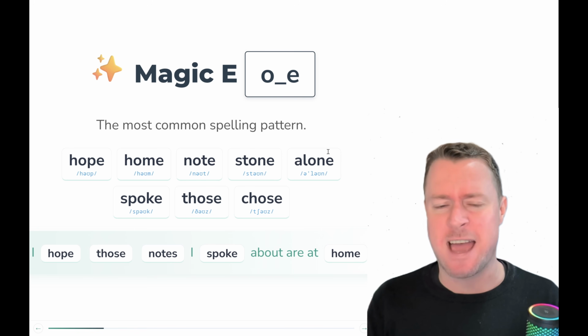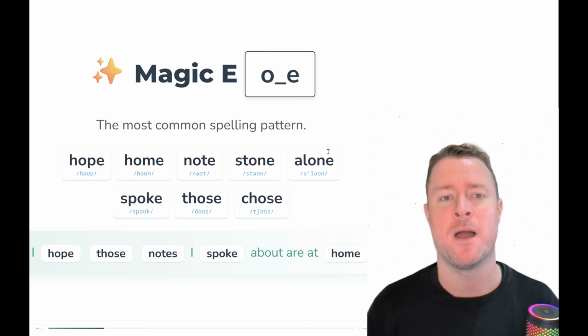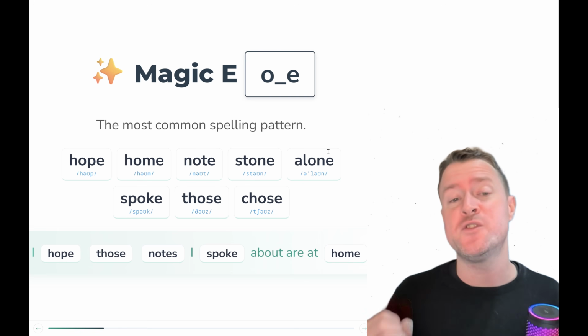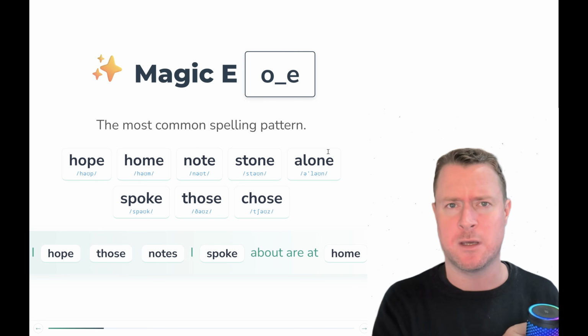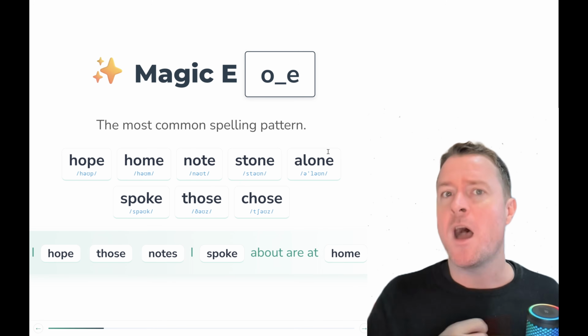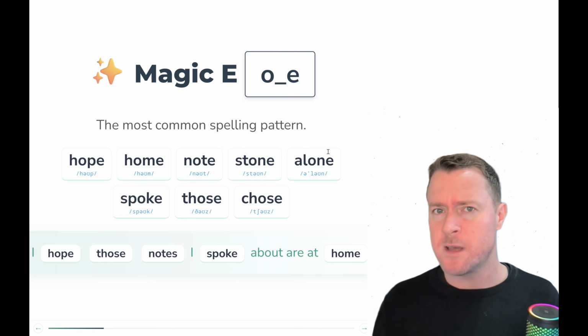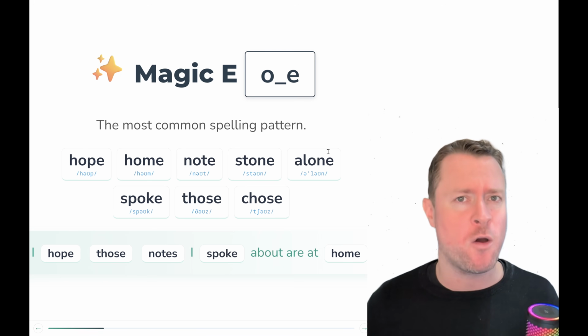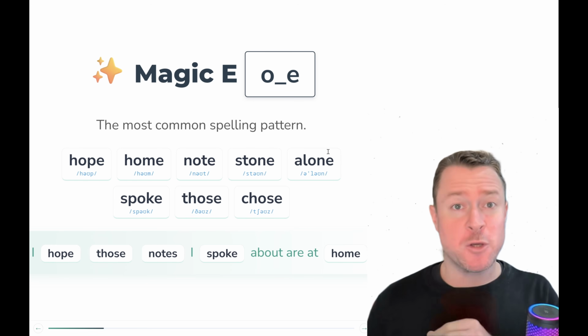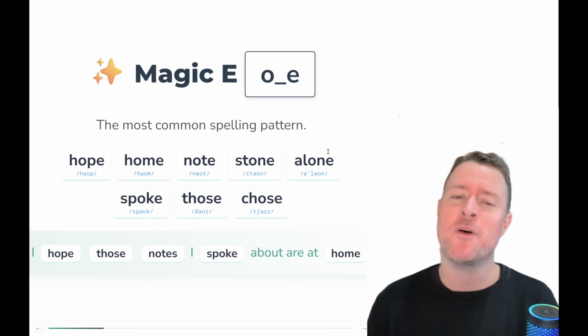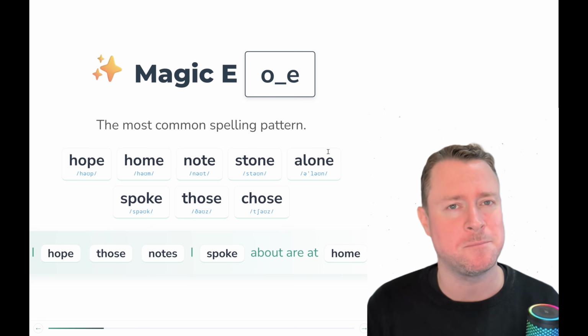Let's practice that sentence there at the bottom. I hope those notes I spoke about are at home. I hope those notes I spoke about are at home. See if you can say it a little bit faster. I hope those notes I spoke about are at home.